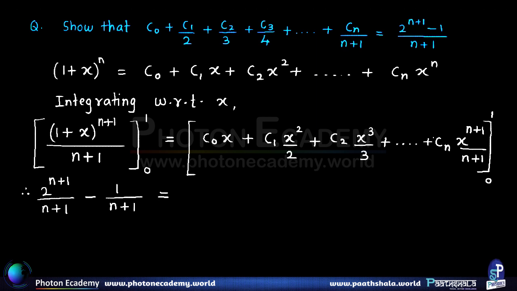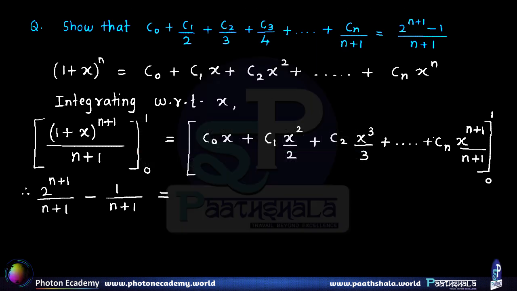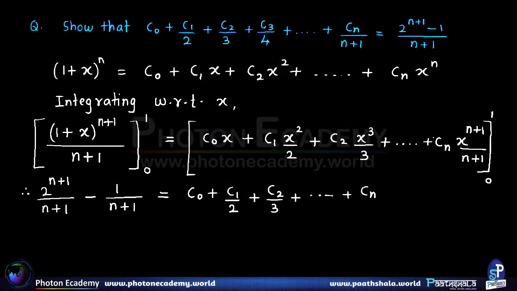Now here on right hand side, when you put x equal to 1, all the powers of x will become 1, so therefore we have c0 plus c1 upon 2 plus c2 upon 3 plus so on plus lastly cn upon n plus 1.